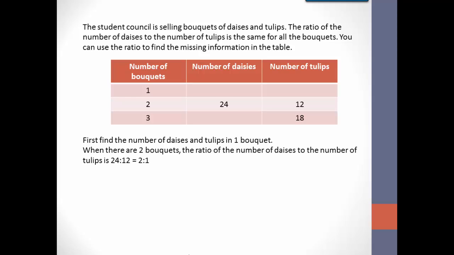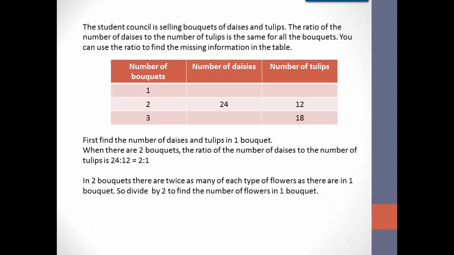To first find the number of daisies and tulips in 1 bouquet: when there are 2, the ratio of the number of daisies to the number of tulips is 24 to 12, which equals 2 to 1. How we did that was we divided. In 2 bouquets, there are twice as many of each type of flower as in 1 bouquet. So divide by 2 to find the number of flowers in 1 bouquet. Write in your book, on your guided practice sheet, what is daisies, what is tulips.